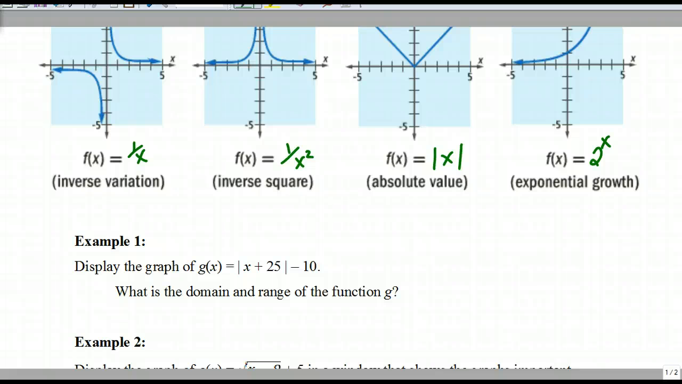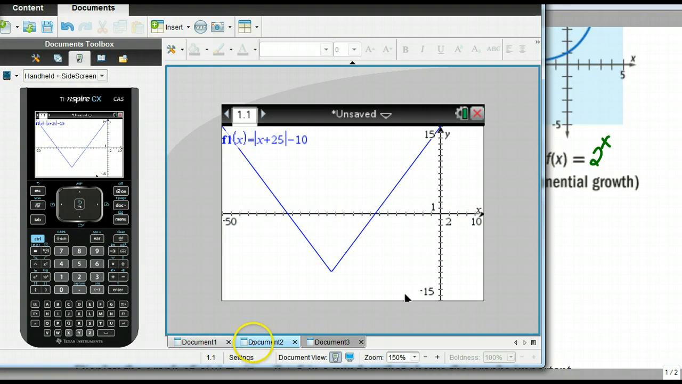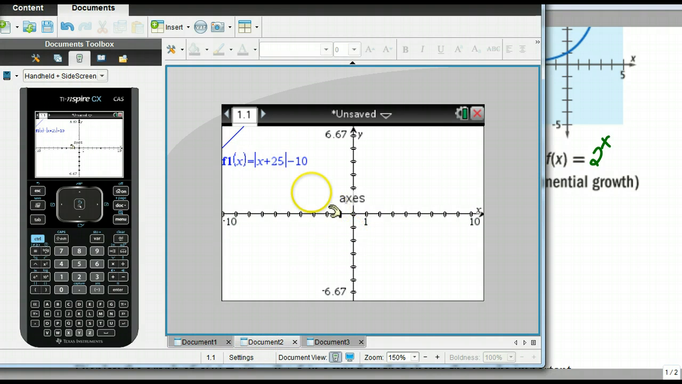Yep. Okay, so for this graph, we have the absolute value of x plus 25 minus 10. One of the things I want to do is graph this on a calculator. I'm going to actually go over to my calculator. And if I were to put it straight in, this is the standard window. And notice, what does that look like? It looks like linear, right? You can't see the whole thing.